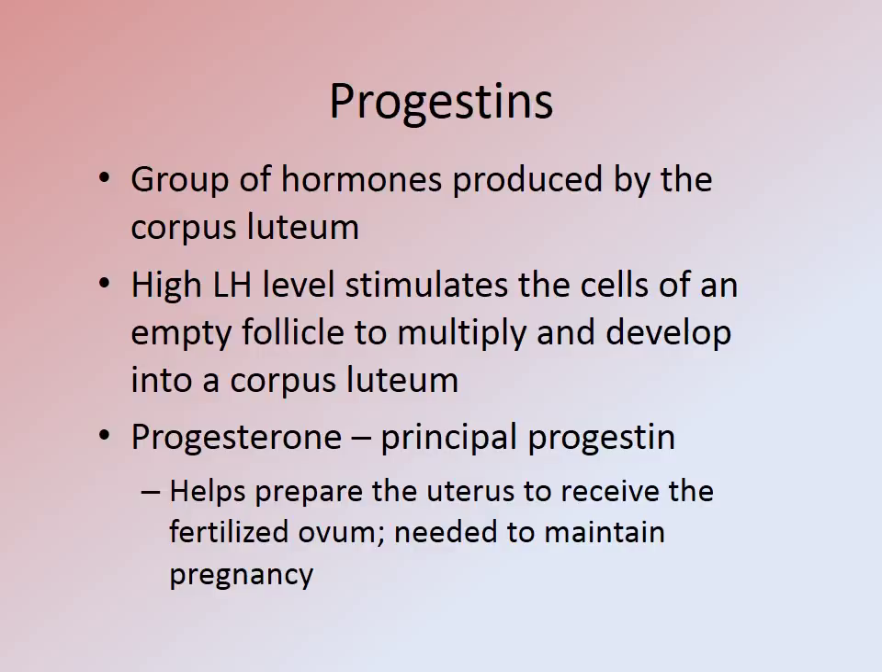Progestins are a group of hormones produced by the corpus luteum. So we know that the follicle in the ovary produces estrogens, and now the corpus luteum will produce a hormone group called progestins. High luteinizing hormone levels stimulate the cells of an empty follicle to multiply and develop into a corpus luteum. Progesterone, which is the principal progestin, helps prepare the uterus to receive the fertilized ovum, and it's needed to maintain pregnancy.